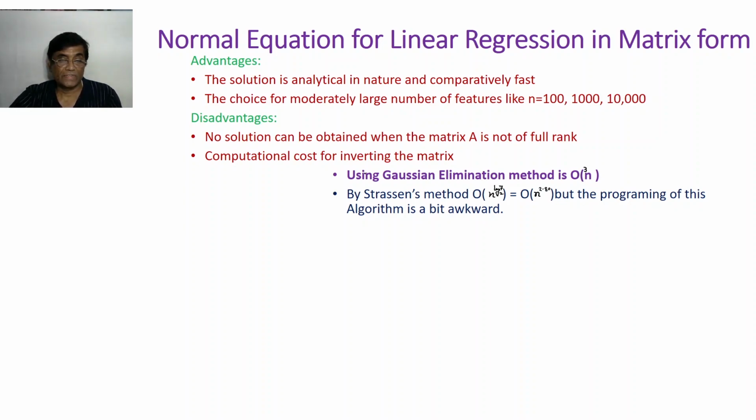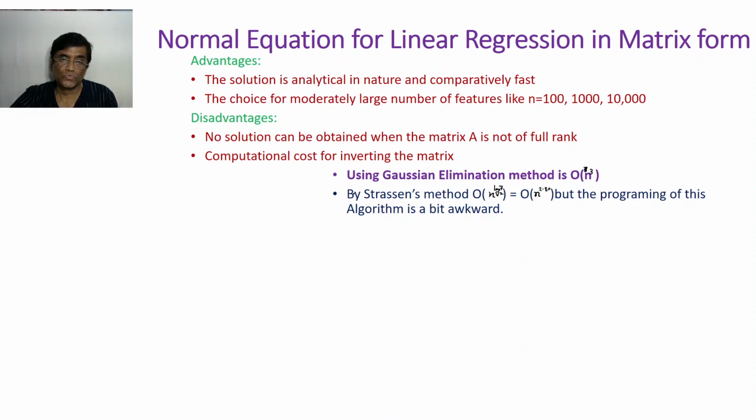And computational cost, yes, it is n cube. There are some methods for inverting, like the Gaussian elimination method, which is order of n cube. So you see, it's large, isn't it? If the number of features is 10,000, it's quite large. And Strassen also developed an algorithm that reduced the complexity to order of n to the power log 7 to the base 2, which is approximately big O n to the 2.80 something. But again, there are some problems in programming this. It's a little bit awkward.